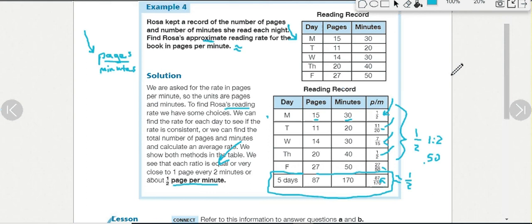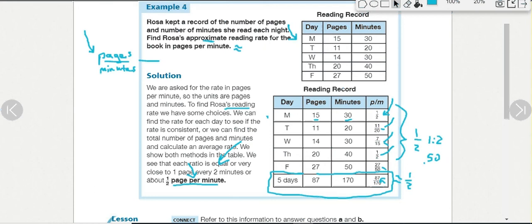You can actually write, instead of pages over minutes like this, you can write it all on one line. Page per minute. 1/2 page per minute. A page for every 2 minutes is another way to read that. They both are worth the same.